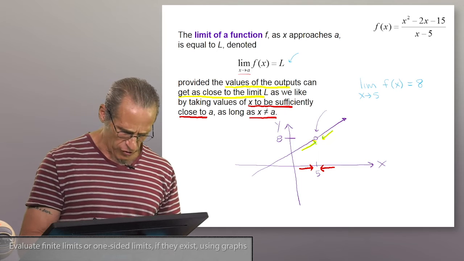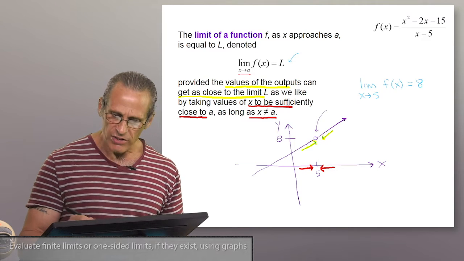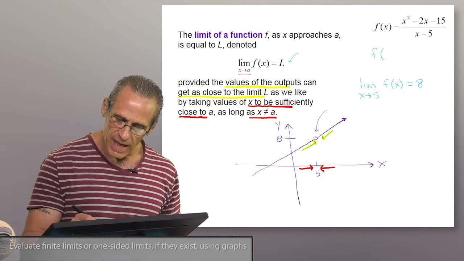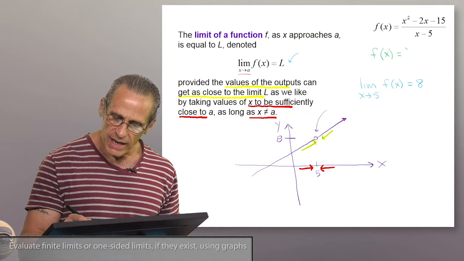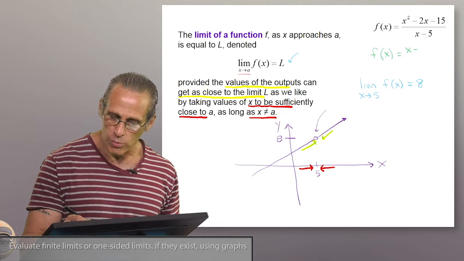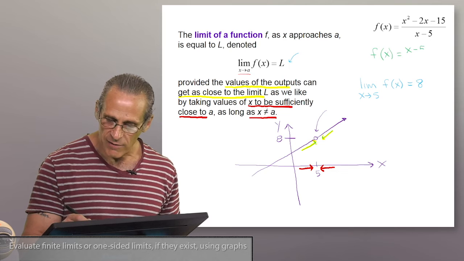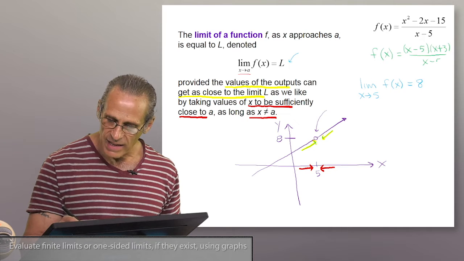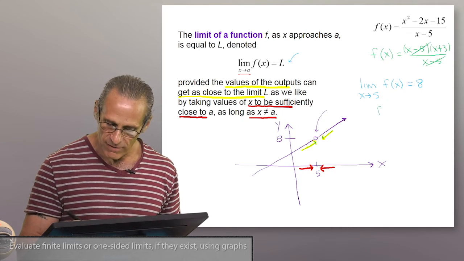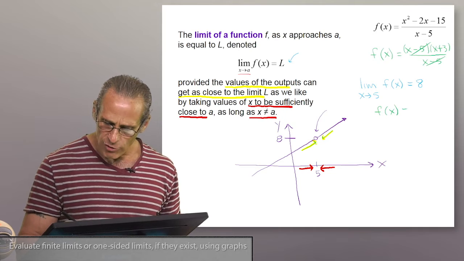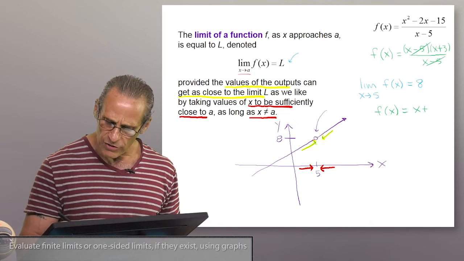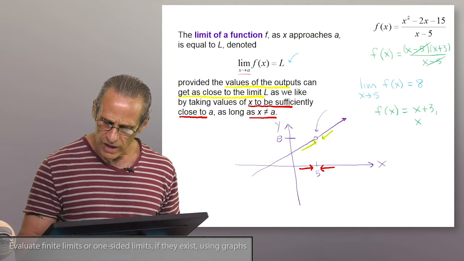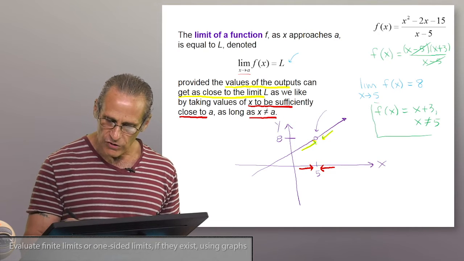Now, one last point, just very briefly, is that if you and I take a look at the function f of x, I could rewrite it, and I'll just factor the numerator, as x minus 5 times x plus 3 over x minus 5, and I can cancel that x minus 5 in the numerator and denominator, and I really have the function f of x is x plus 3 so long as x is never equal to 5. That's the function that you see graphed.